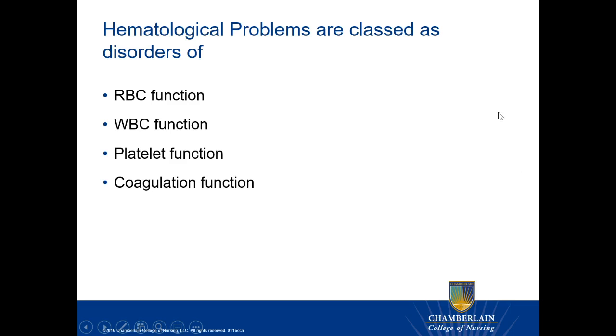Hematology problems are classified as red blood cell, white blood cell, platelet, or coag functions. These are the things that we will talk briefly about. We're primarily going to focus on red blood cell function today.